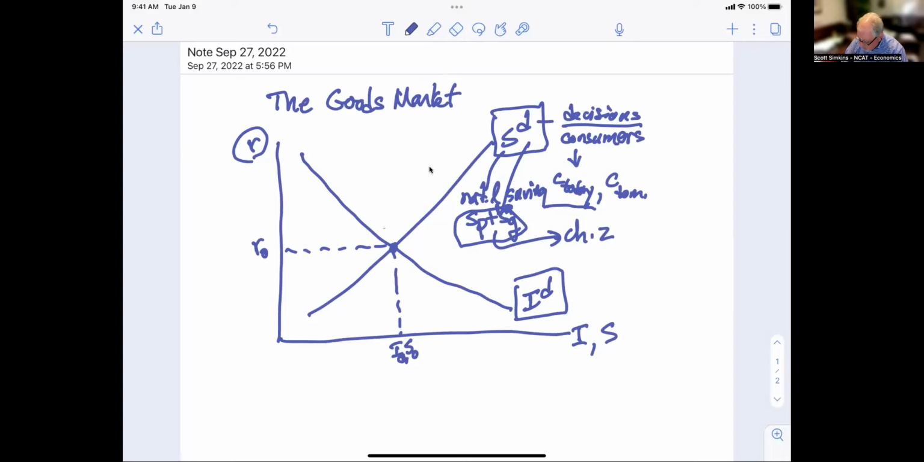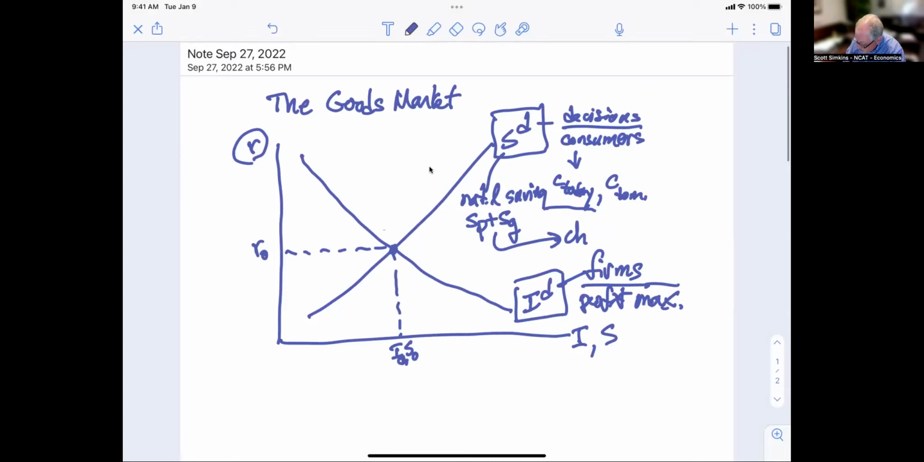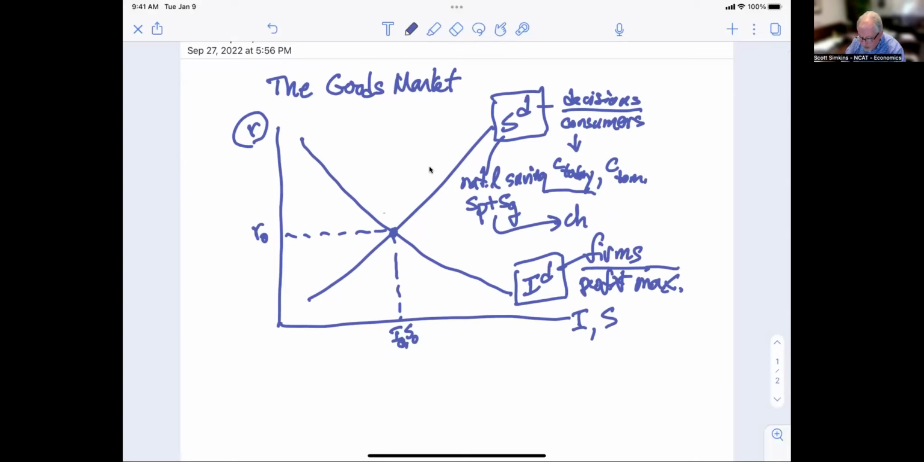Desired investment. This downward sloping curve has to do with firms, and they're deciding how much capital to purchase, new plant and equipment, industrial robots, warehouses, new factories, etc., in order to maximize profits. It's the analog to what we did in chapter 3 when the firm is trying to maximize profits with respect to hiring labor. Here they're buying capital.